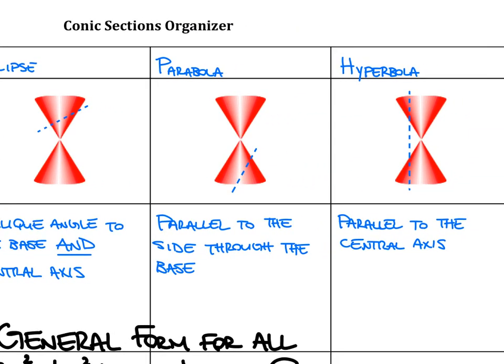A parabola is going to be parallel to the side through the base. And by the side, I'm talking it's parallel to that. If I was to extend it up, it would be parallel to that side as well. If it goes through only one of the cones, it's parallel to the side and it goes through the base, then we have a parabola.